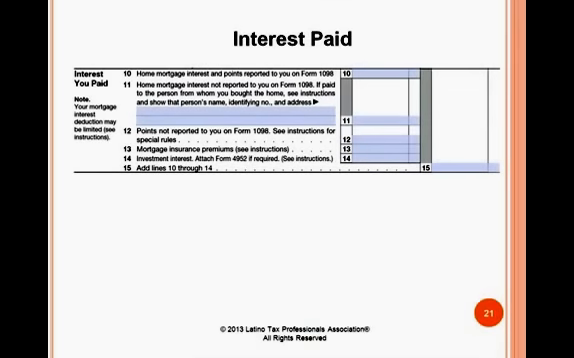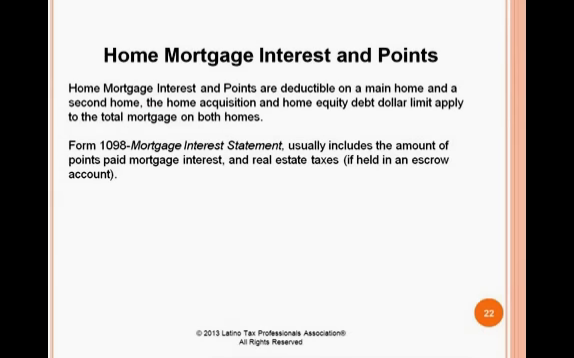Interest paid. Now, you always have someone wanting to put in here their car interest or their credit card interest. Personal loans, such as cars, such as credit cards, are never a deduction. You cannot deduct that interest. But home mortgage interest and points, absolutely. Now, this is critical because to be able to put home mortgage interest in here, you really need to see Form 1098. And many times your clients will have them.